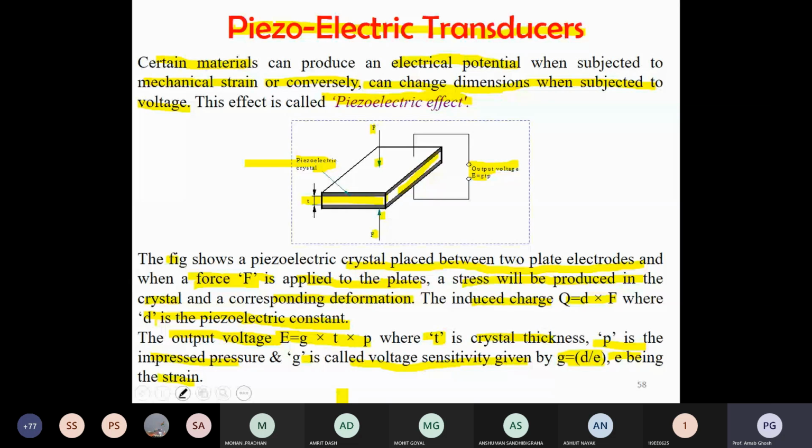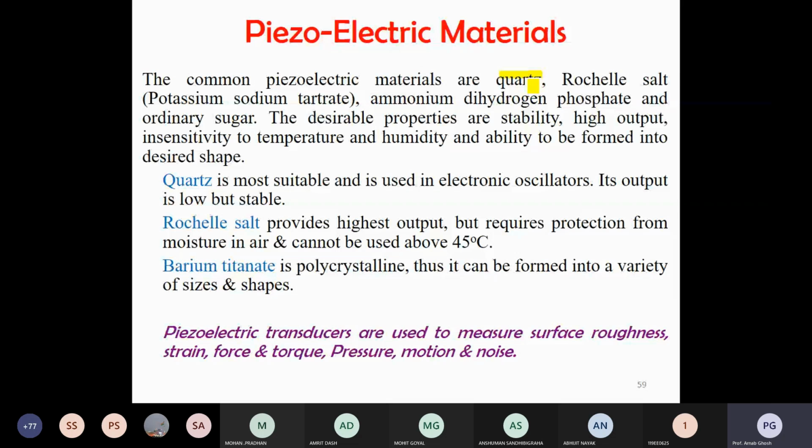Among piezoelectric materials, there is quartz and Rochelle salt, whose chemical name is potassium sodium tartrate. Ammonium dihydrogen phosphate and others are also examples of piezoelectric materials. Different instruments and devices are now designed based on piezoelectric materials.